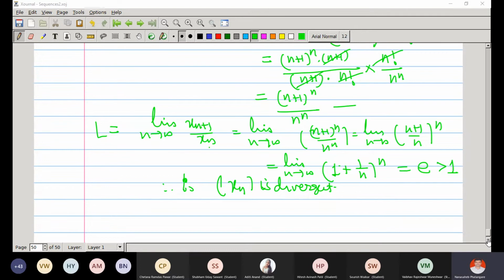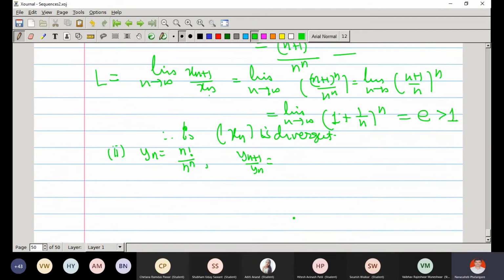Okay, so xn is divergent, correct? But if you look at sequence yn, which is n factorial upon n raised to n, I am looking at some different sequence. Then what is yn plus 1 upon yn? I am looking at some different sequence. This is not same as xn. Is it? Do you understand? Yn is not same as the xn.